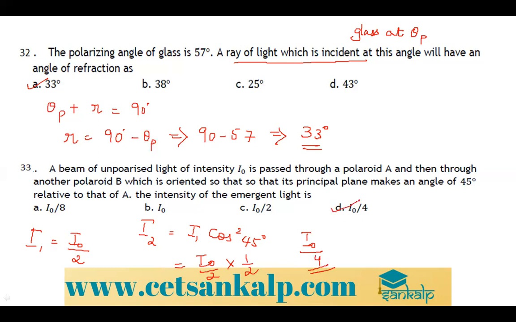A beam of unpolarized light of intensity I0 is passed through the Polaroid. Then I0 by 2 comes. Then through another Polaroid which makes an angle 45 degrees, it becomes I0 by 4. I0 by 4. Clear? Right.